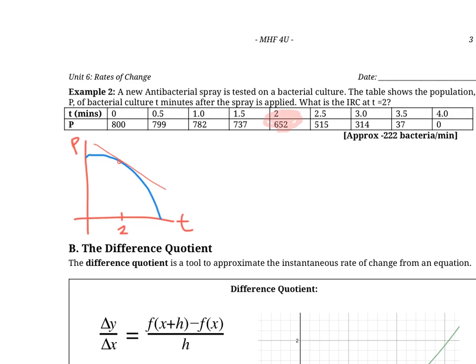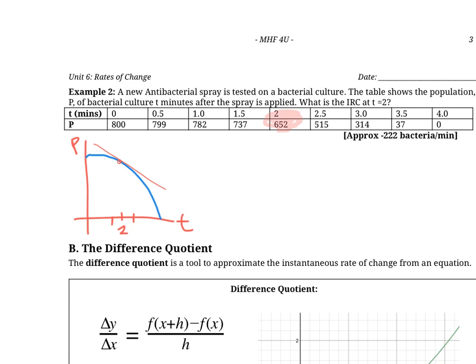Really the way to do it is to look at what other data we're given. We're not only given that the population at 2 is 652, but we're given what the population is at 1.5 minutes and 2.5 minutes, right? On either side of that. So if we wanted to approximate that, 2.5 would be something like here, right? And 1.5 would be something like there.